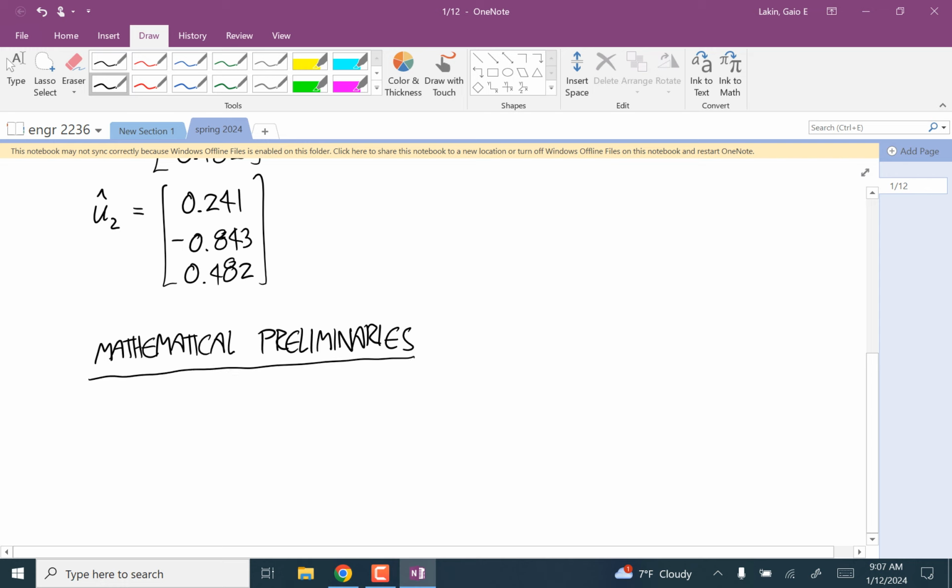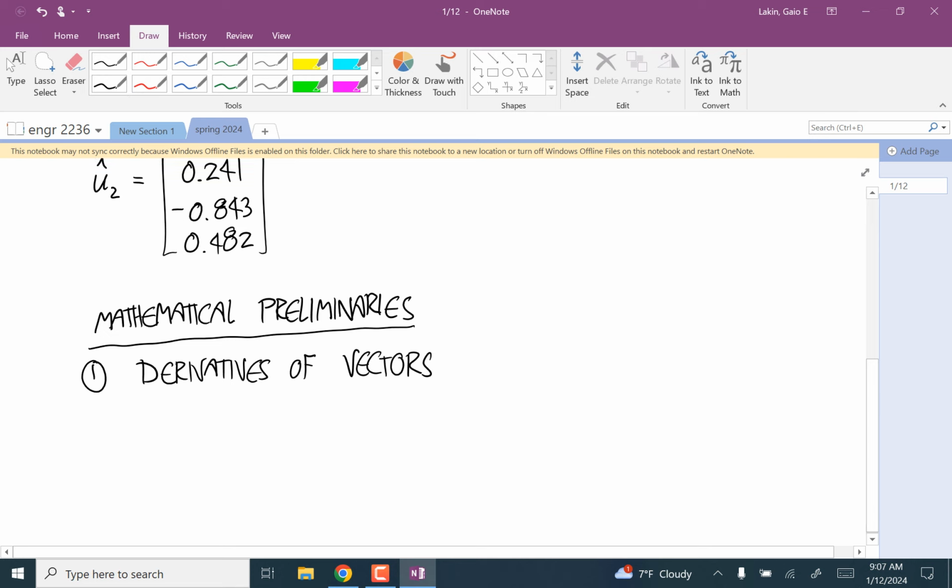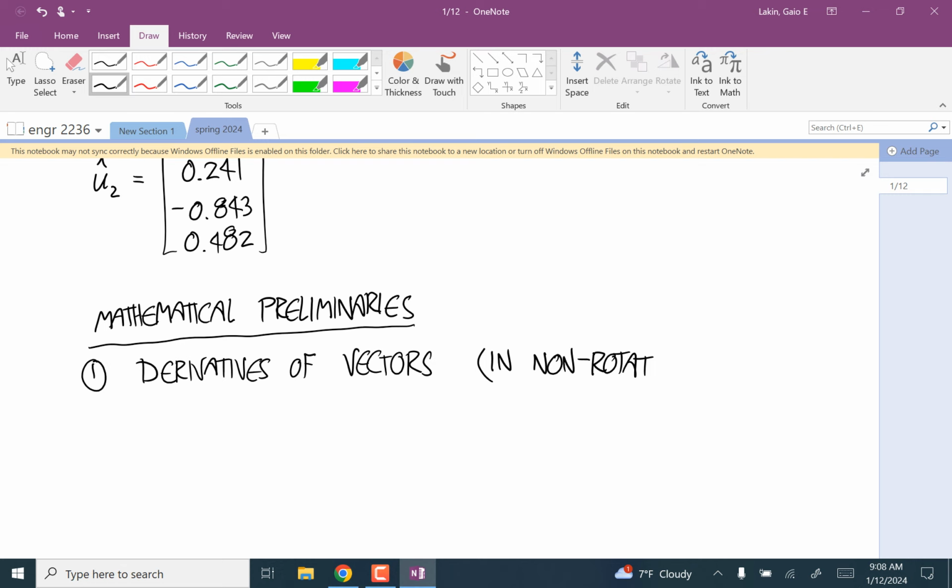Okay, so I want to talk about derivatives of vectors. And I want to make a distinction that should terrify you to your very core. Derivatives of vectors in non-rotating coordinate systems. This is going to be the first class where we're going to later on do calculations where the coordinate systems are rotating, okay? And it's going to bring up a bunch of complications.